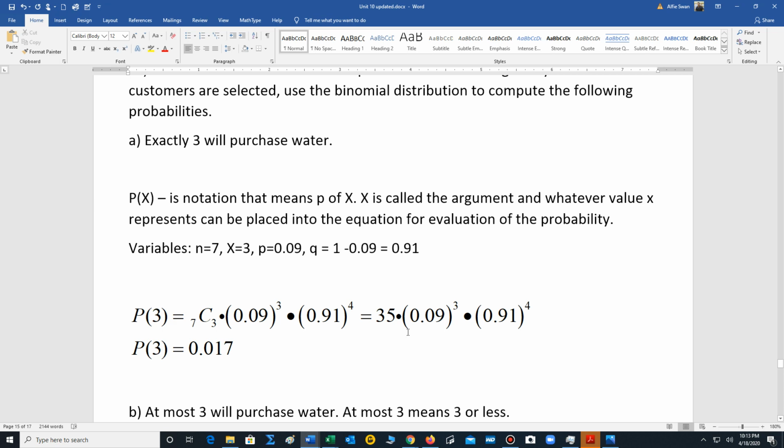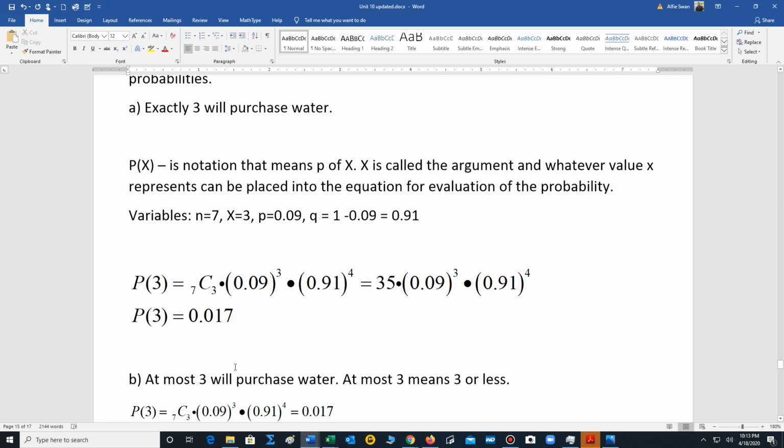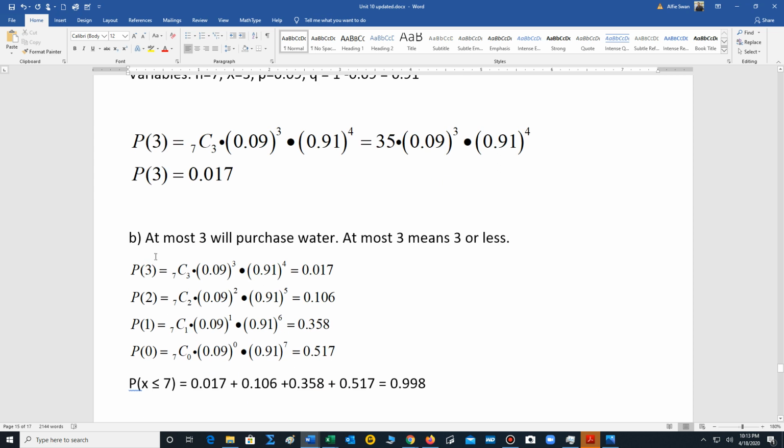We plug this into our formula. 7 people, 3 buy water, so 7C3, times 0.09 to the third, times 0.91 to the 7 minus 3, fourth power. 7C3 is 35, and I just type all this into the calculator. Final answer, 0.017. Now, what if it asks for at most 3 will purchase water?